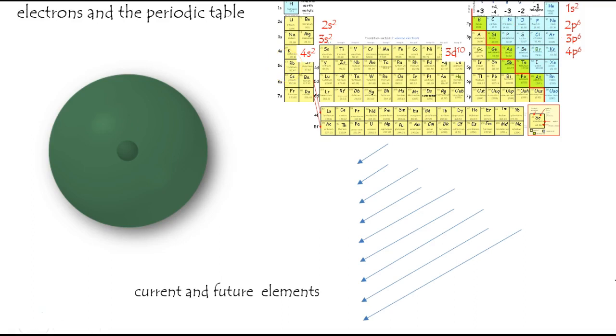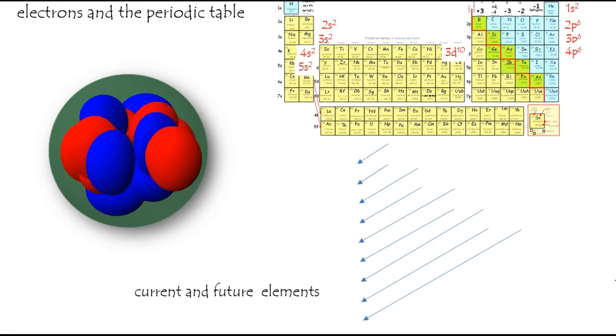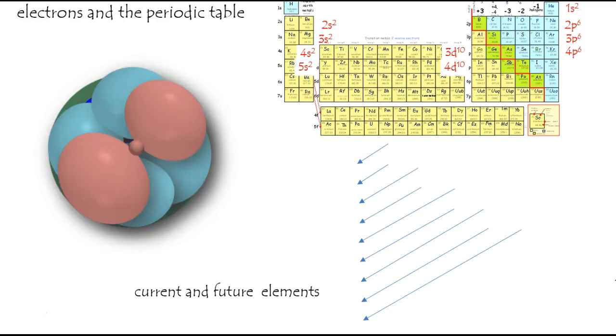The 5th shell has 2 electrons in the s group. Then we drop down a shell, and we're going to go to the 4d group. 1, 2, 3, 4, 5. Back up to 5p, 2, 4, 6 there. And we have the electron configuration of xenon, ending in 5p6.